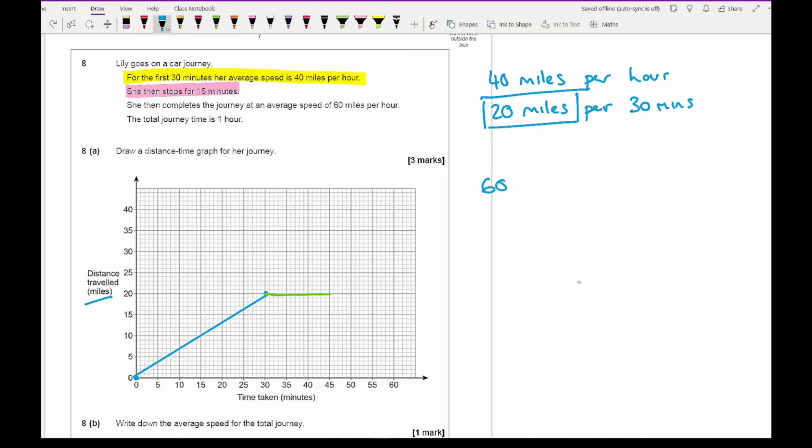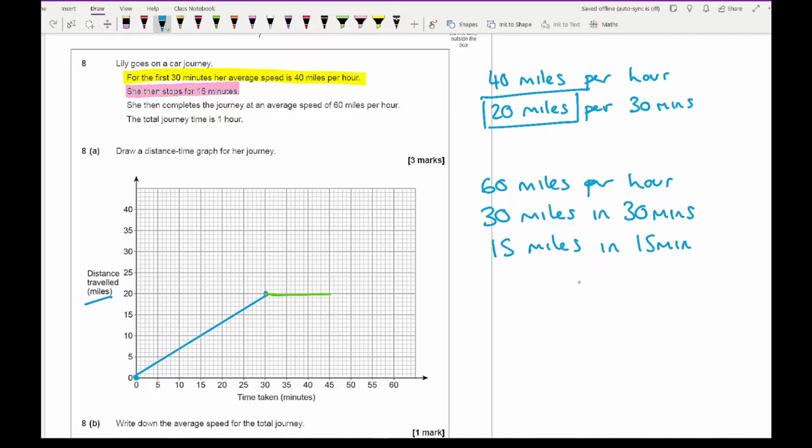So if she's travelling at 60 miles per hour, then that means she'll do 30 miles in 30 minutes, and she'll then do 15 miles in 15 minutes. So then 15 miles from 20 is 35. And we need to go up to 60, so it's going to be there. And then all I then need to do is just draw a straight line from that point to this point here. And there we've completed our distance time graph.